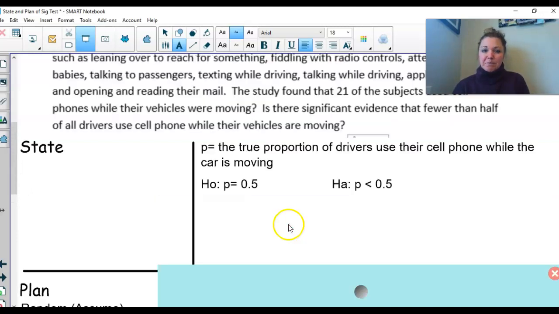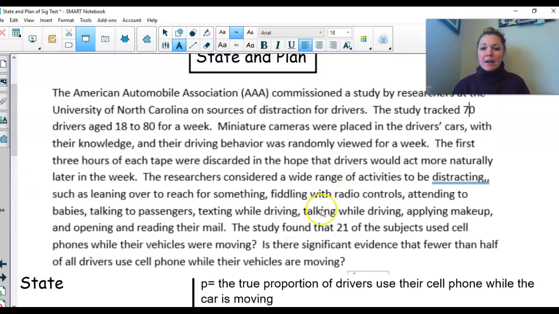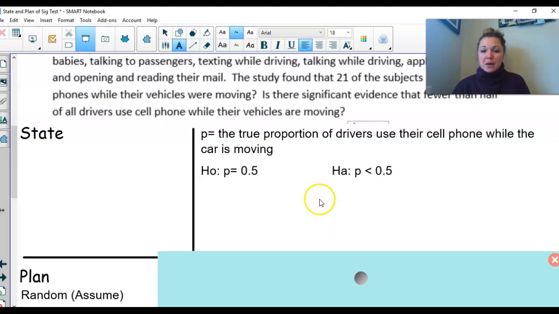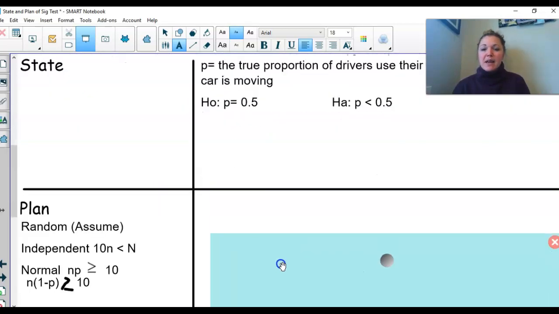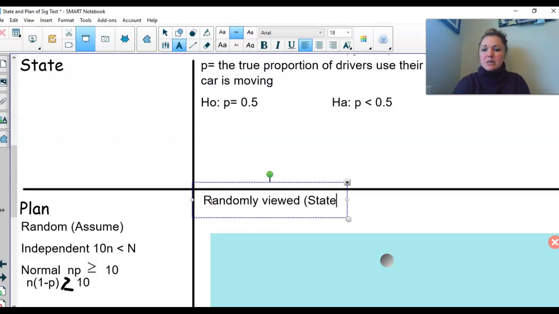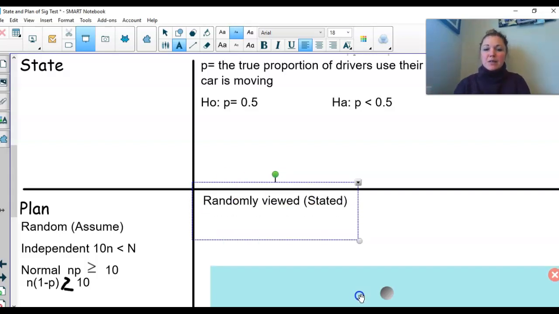So let's get going. We need to see up here, is there a random process or a random sample in here? And it says that their behavior was randomly viewed for a week. So what we do is we say random viewing stated in the problem. I always just put stated because it's stated there in the problem. Okay, the next one is the independent.